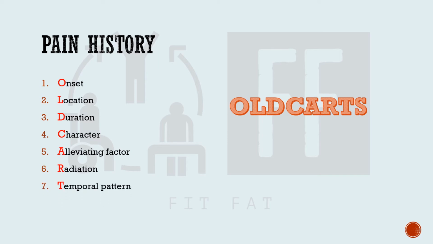Then comes the temporal pattern or the timing, like if the pain is increasing at daytime or at night time, like that. Then comes your severity intensity scale. An increase in pain means the condition is getting worse. A decrease in pain means the condition is improving. That's all under your pain history.